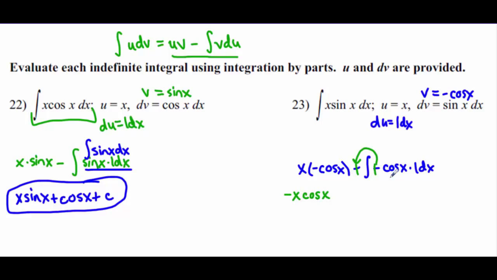Then we want to know what the integral of cosine is. The integral of cosine is a positive sine. So this is plus sine x plus c.